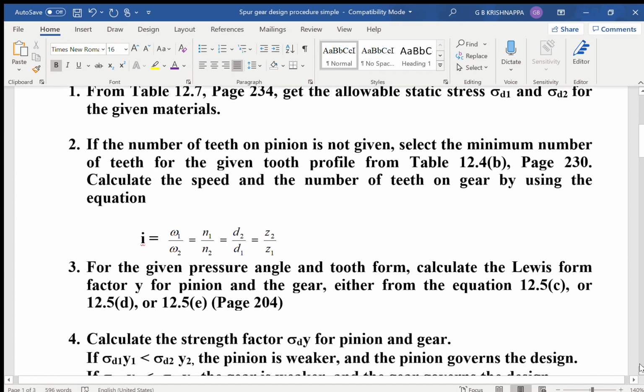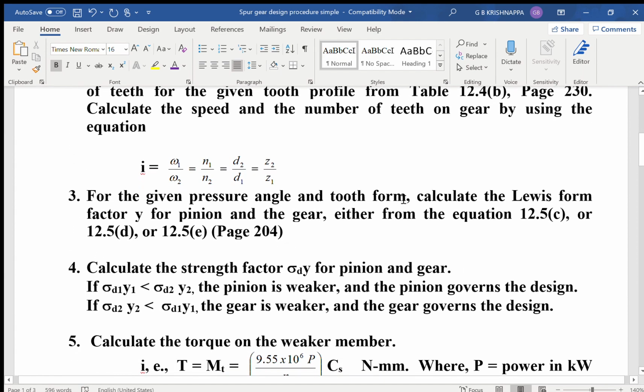Step 3. For the given pressure angle and tooth form, calculate the Lewis form factor y for pinion and the gear, either from equation 12.5c or 12.5d or 12.5v given in page 204.